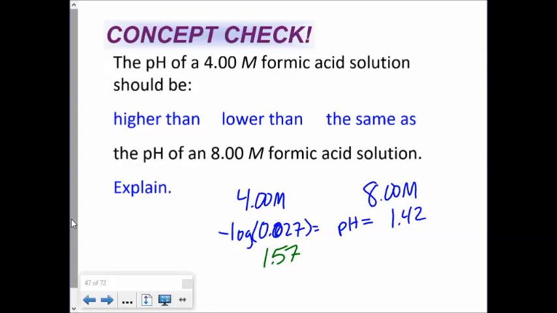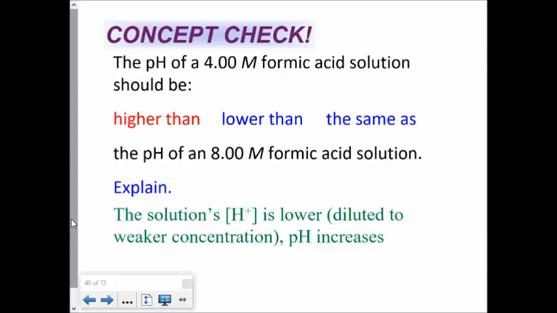So do get that idea that if you dilute, in a comparison of the diluted one to the more concentrated one, the pH value of the more dilute one would be higher. So the pH would increase.